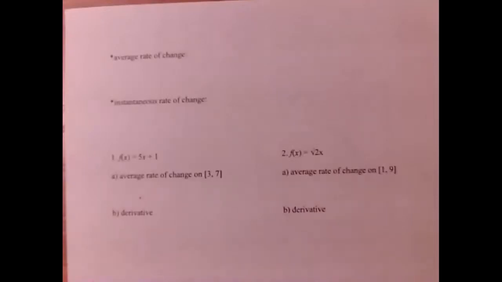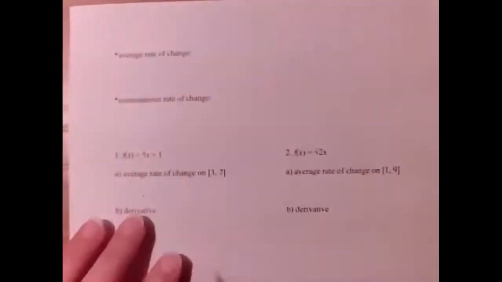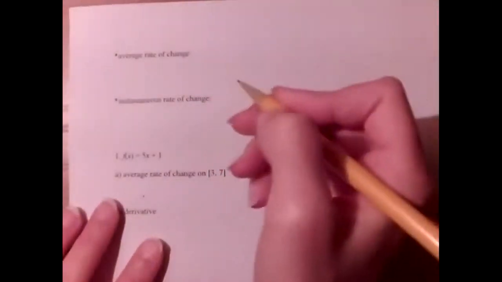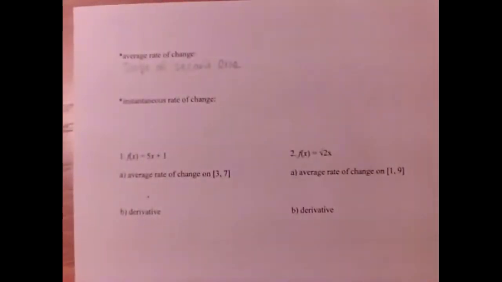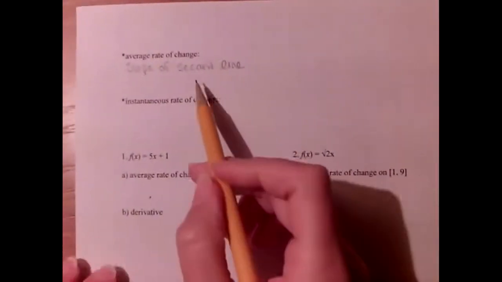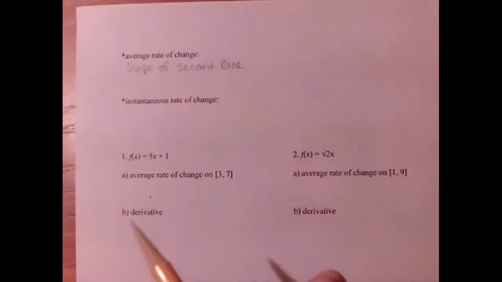All right, so on the back here, average rate of change we said was slope over an interval. I'm going to add a little bit of vocabulary to that. It is slope of a secant line. And where you may have heard that word before, slope of a secant line, is back in geometry when you do the whole circles unit.